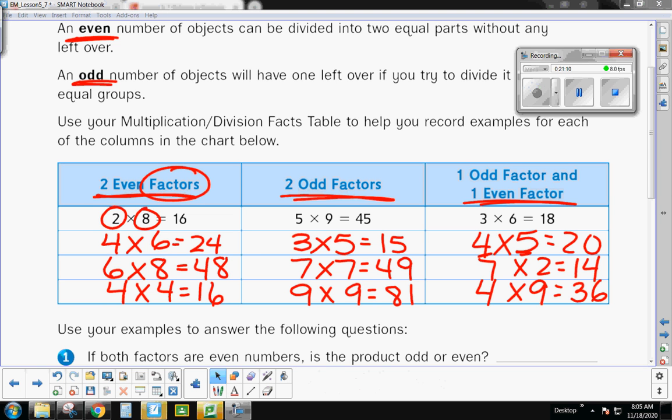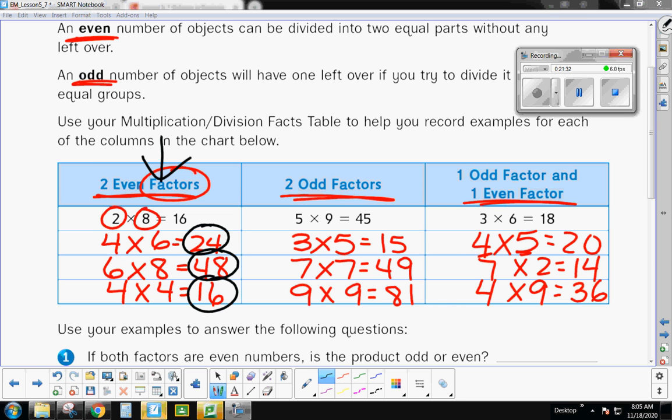All right, so I went ahead and wrote down some examples as well. Now you may have chosen different examples, which I'm sure you probably did, but I want you to notice something. What do you notice about all of the answers, all of the products in this column here with 2 even factors? What do you notice about all of the products? Did you notice that the products are also even?